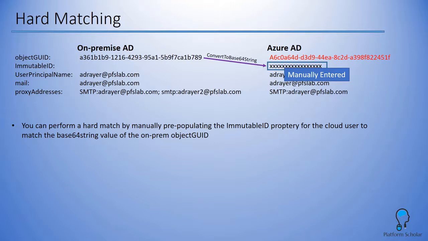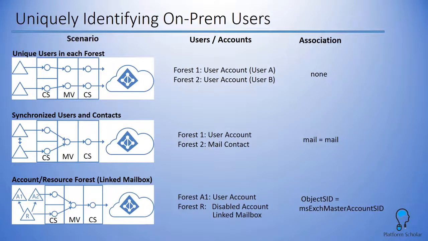If you've been around for a while and you've ever seen MIME-encoded attachments, then you know what base 64 looks like. It's mostly made up of characters on the keyboard, not some of the other special characters that are difficult to identify. But you really shouldn't need to perform hard matching in most situations. The soft matching works pretty well as long as your users have the correct identification on both sides. Next, we'll look at how to uniquely ID users in your on-premise environment.